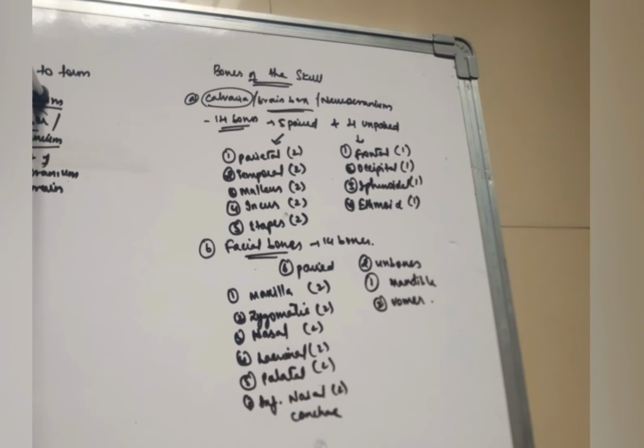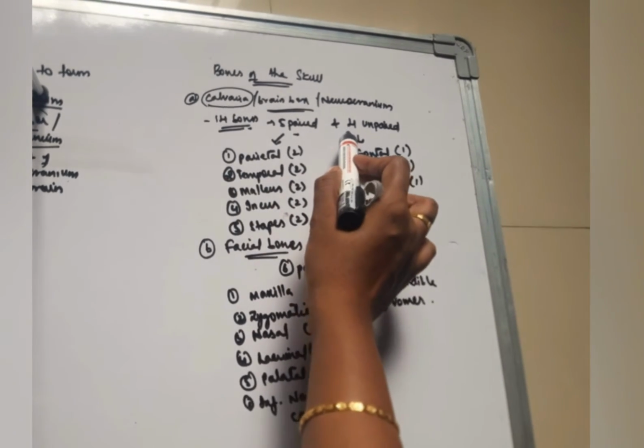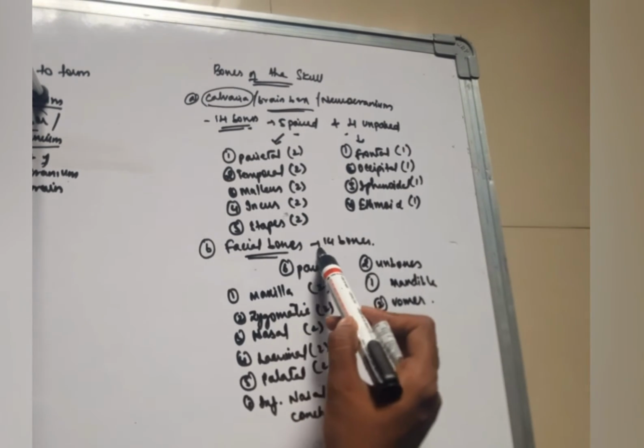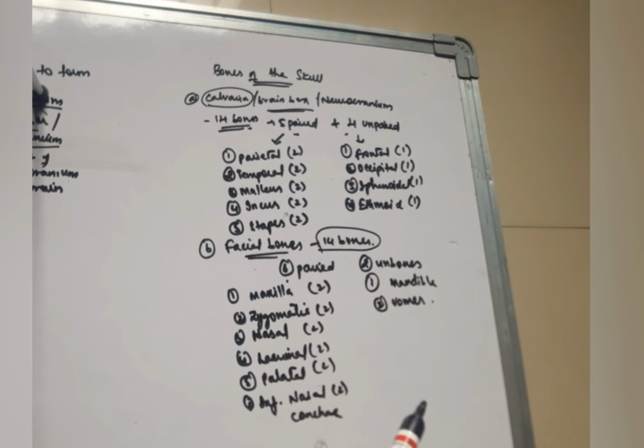These are about the bones of the skull. Calvaria consists of 14 bones, of which 5 are paired and 4 are unpaired. And facial bones also consist of 14 bones, of which 6 are paired and 2 are unpaired. Just remember this. This is a Viva question. Okay. Now let's see the diagrammatic representation of these bones.